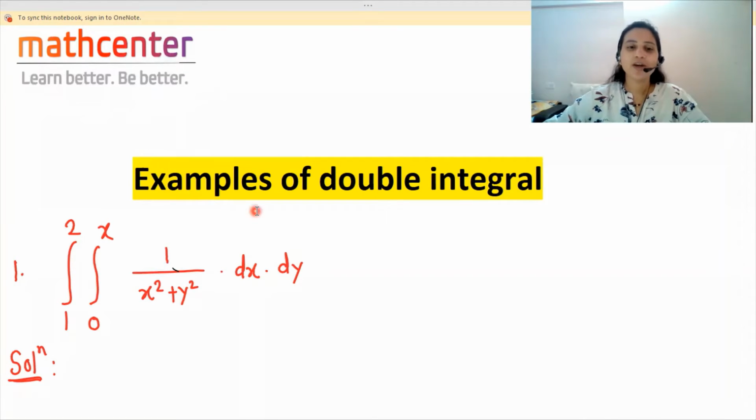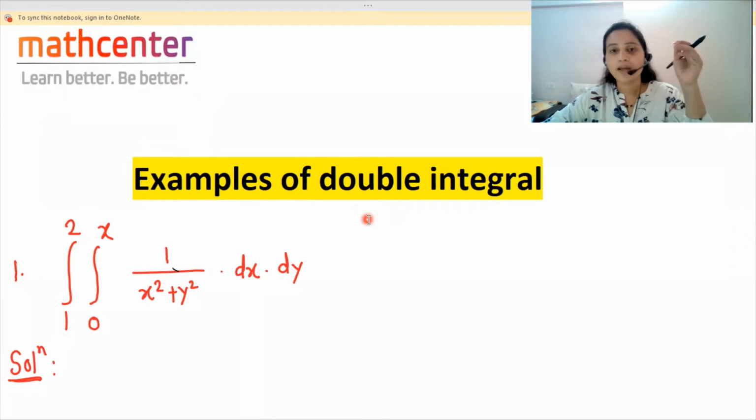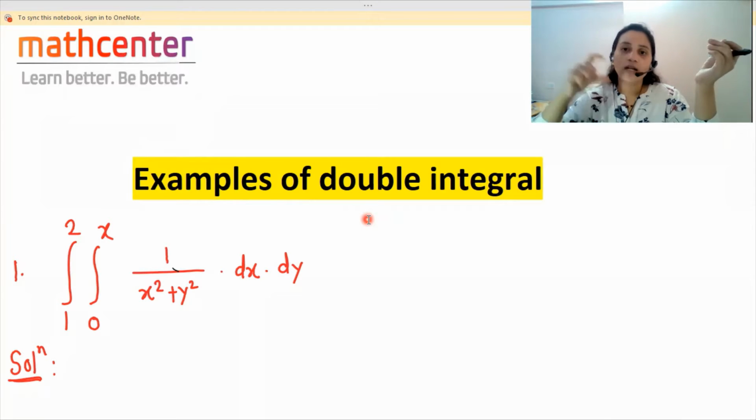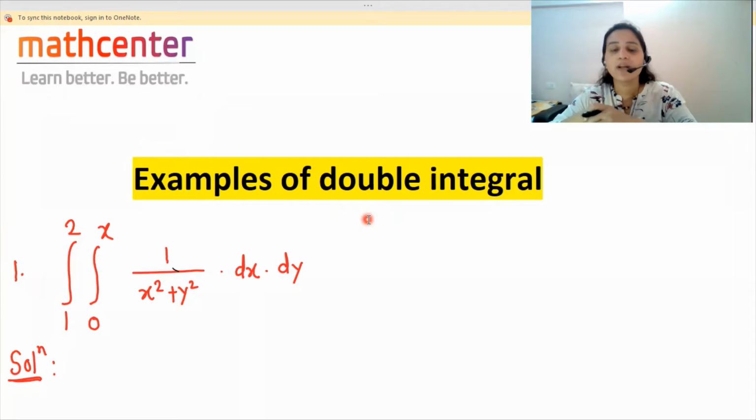In today's session, we are going to see how to solve the examples of double integration. In our last session, we studied the introductory part of double integration, right? In that, we have seen what is double integration, how we denote double integration, okay? Then what is the inner integral, what is the outer integral, and the limits of the inner integral play a very important role when we are going to solve double integration problems.